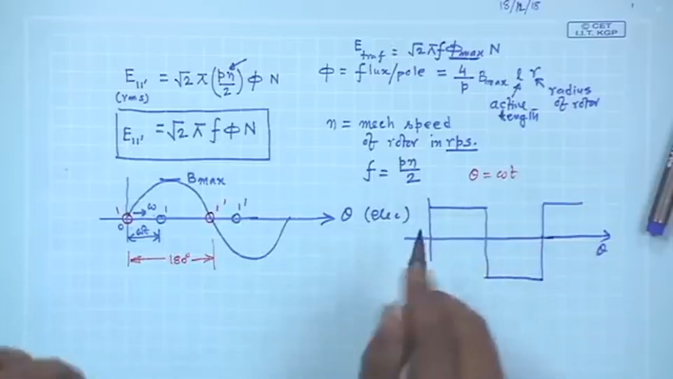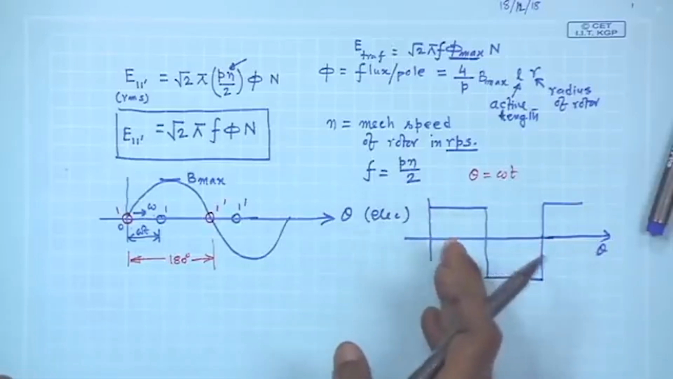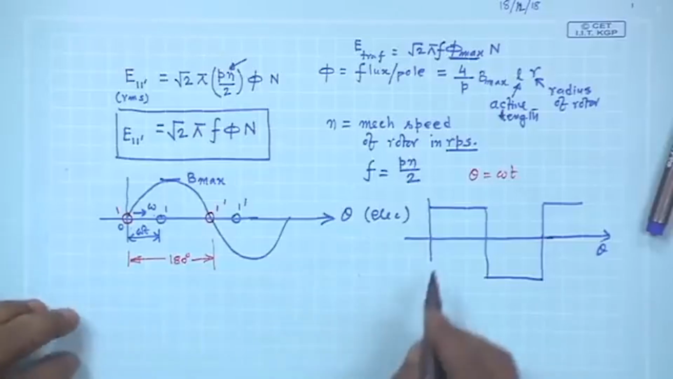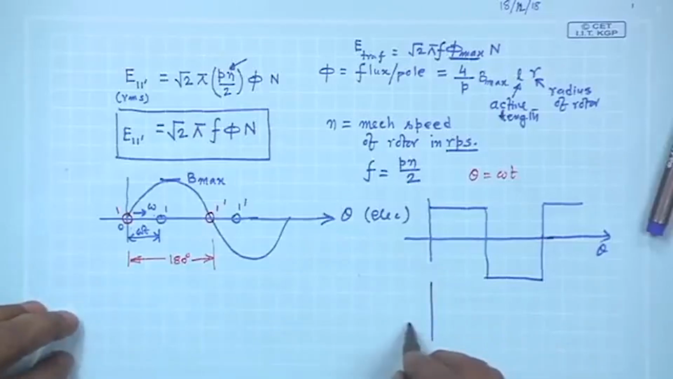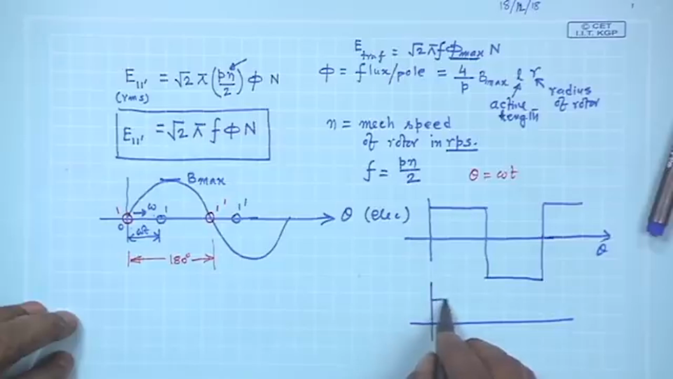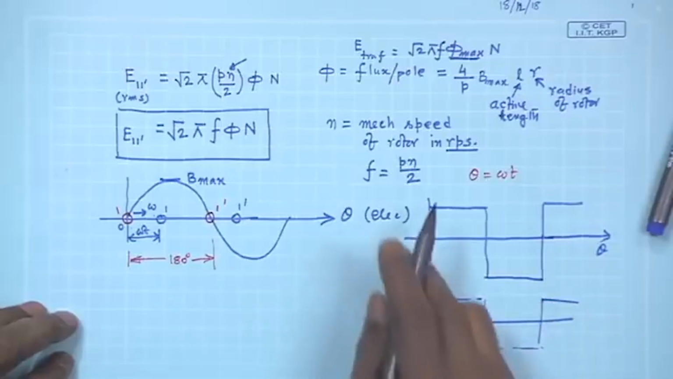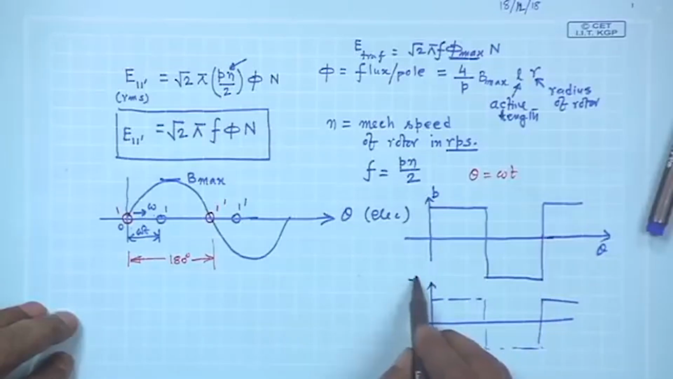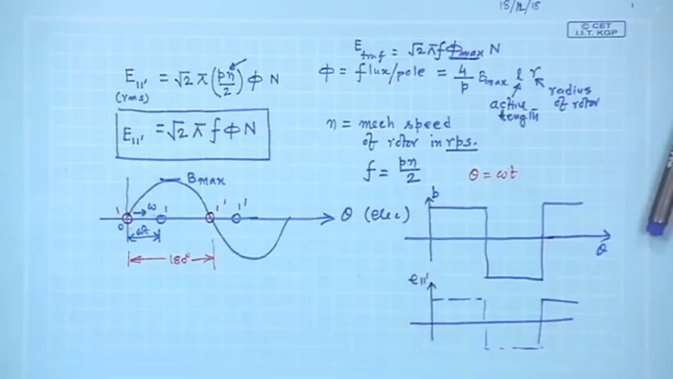Now, if you have a rectangular distribution, then what will be the induced voltage? The induced voltage will be similar to this, because it follows the same pattern as that of B. If this is B, this will be your induced voltage E 1 dashed, instead of being sinusoidal.